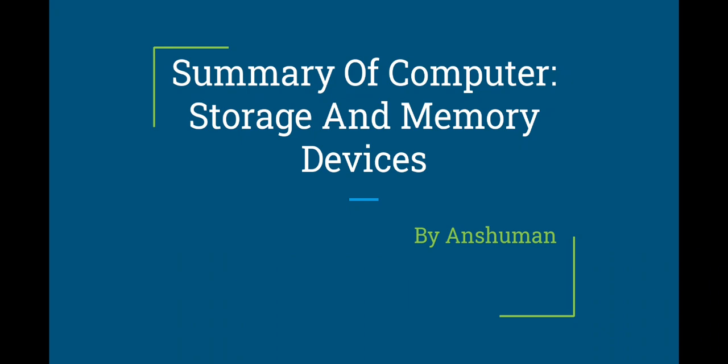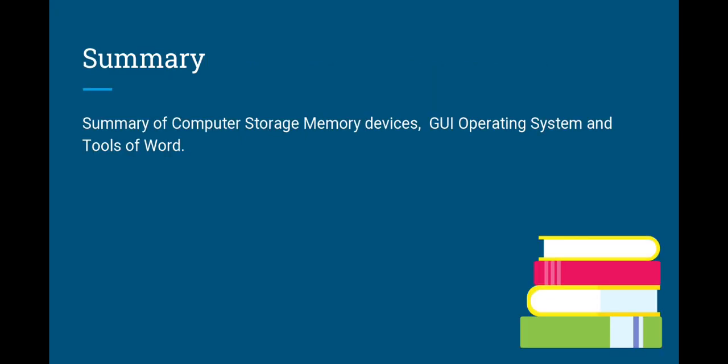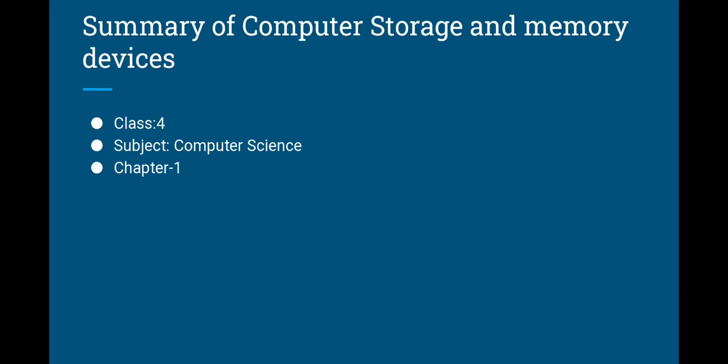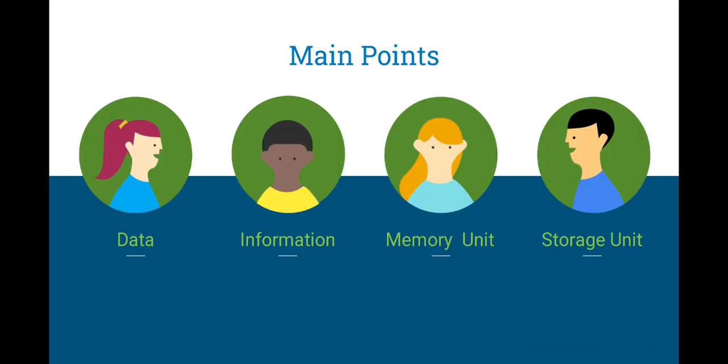We have already studied the syllabus of first term. In first term syllabus, there are 3 chapters. Now, I shall present a summary of chapter 1, that is computer storage and memory devices. In chapter 1, the first topic is data. Data can be defined as a representation of fact, concept or instruction in a formalized manner.